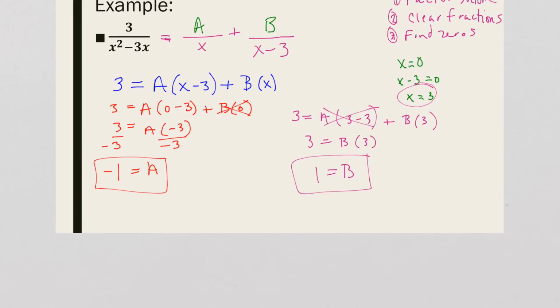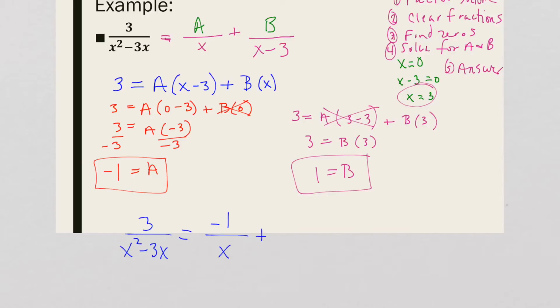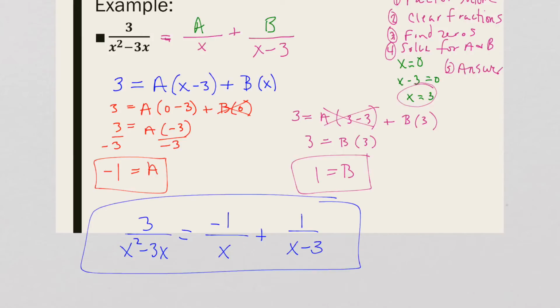Now that I have my two solutions, if you're keeping track of your steps, number 4, solve for A and B. Number 5, answer. My answer becomes 3 over x squared minus 3x equals negative 1 over x plus 1 over x minus 3. And there we go.